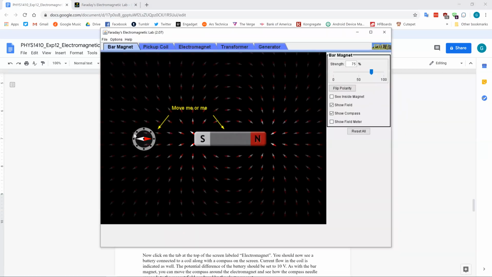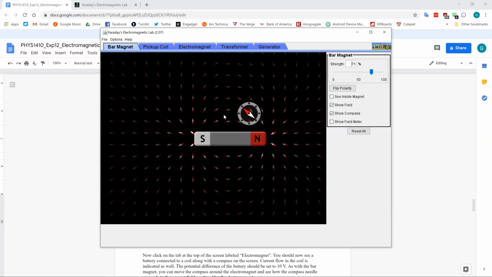Okay, so we've got this here. A compass is actually a little mini magnet. The red end is the north end of this magnet. The white end is the south end. You'll notice that as I move this around, the red end always points toward the south pole of the bar magnet. Doesn't matter where I set the compass, when I'm close to it, it points toward the south pole. When I get close to the north pole, the white end points toward the north pole.